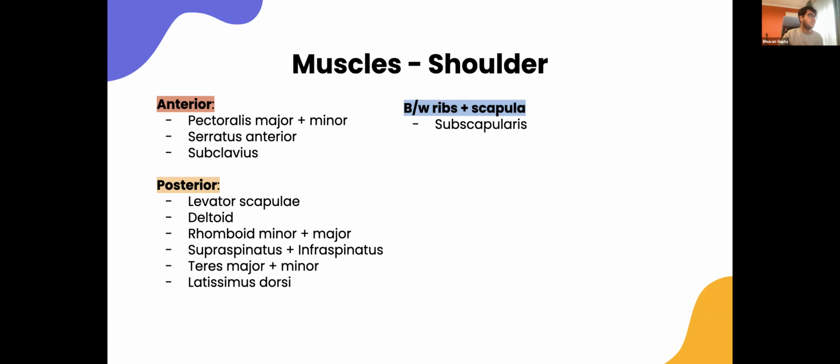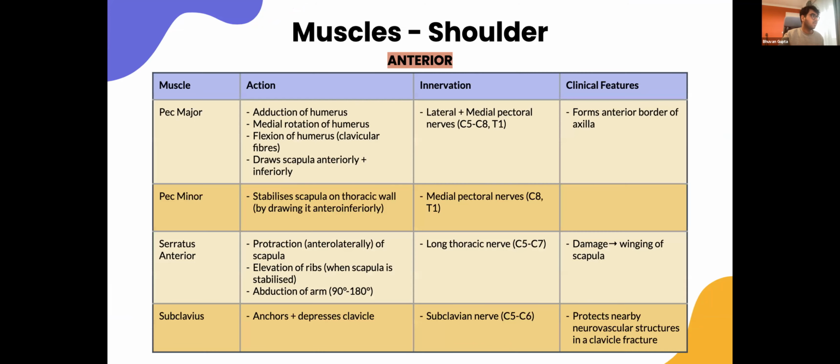So we can break them down into three categories: the anterior muscles on the front, the posterior on our back, and then between the ribs and the scapula, or deep posterior. Okay, looking at the anterior muscles. What we've done is just summarized the muscles, action, innervation, and some clinical features. So we won't go through every muscle or the whole table today. But if you want to refer back to this or look at it in your own time, that's all good. But I'll just point out some important stuff.